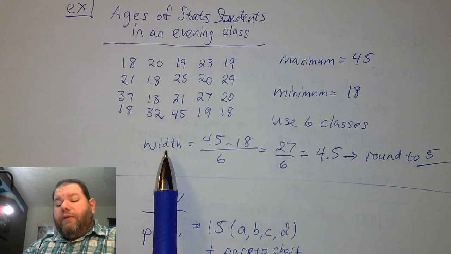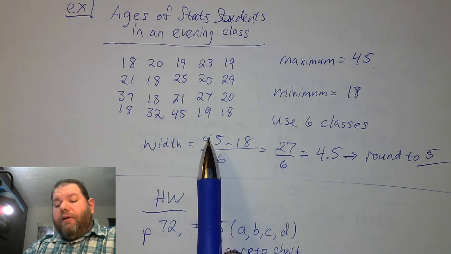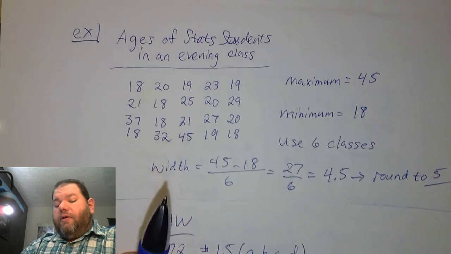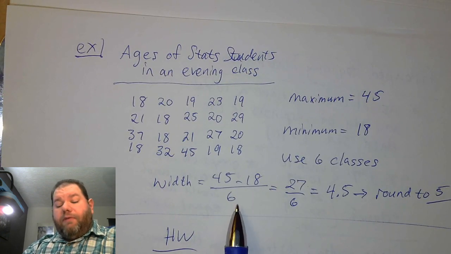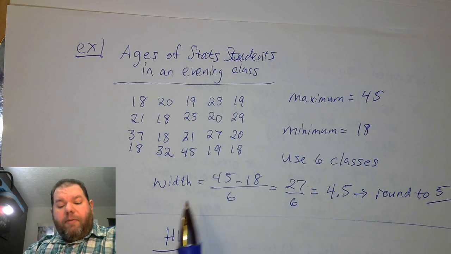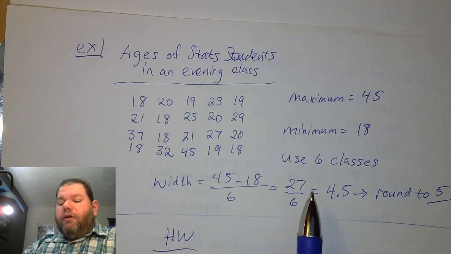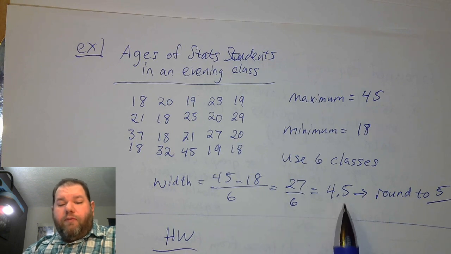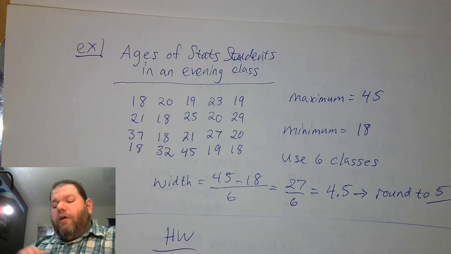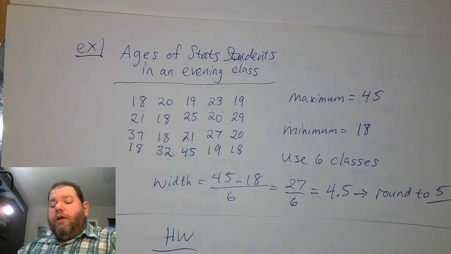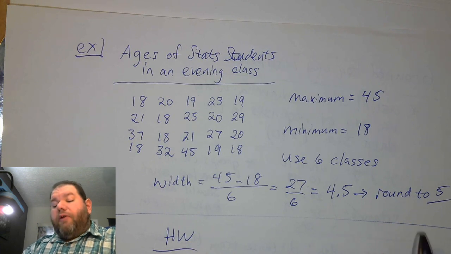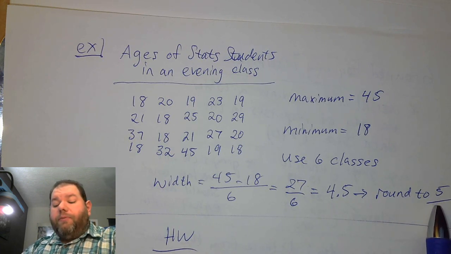And so we said, okay, our width would be the maximum value minus the minimum value divided by the number of classes. That's our general formula for class width. Then we subtract and then divide, and we came up with 4.5. Now, we can't use a decimal class width. We need a whole number. And so we always take whatever result we get there and we round that up to the next whole number.